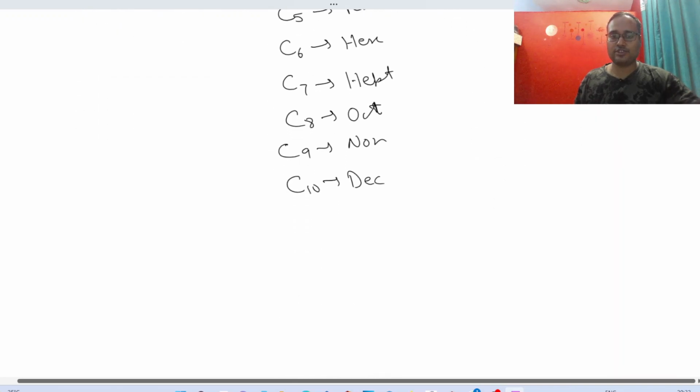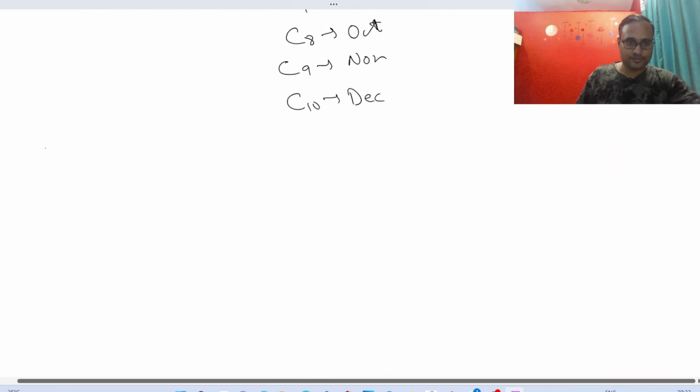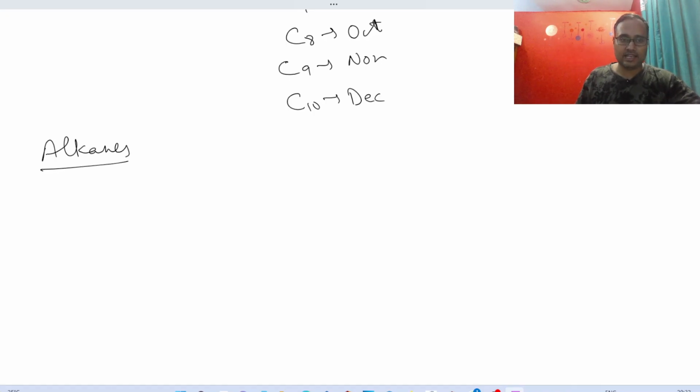So let us start first with the alkanes. In alkanes, the first one, which starts with one carbon atom, is CH4. As it has only one carbon atom, we will write its IUPAC name as meth, and the bonding is single bonding, so we'll write ane after it as a suffix. So the name of the compound becomes methane.